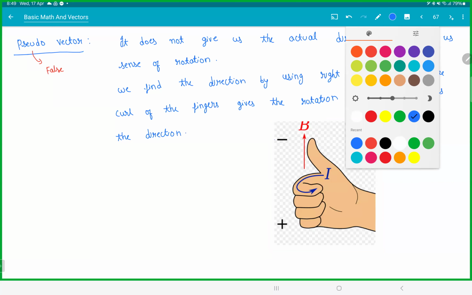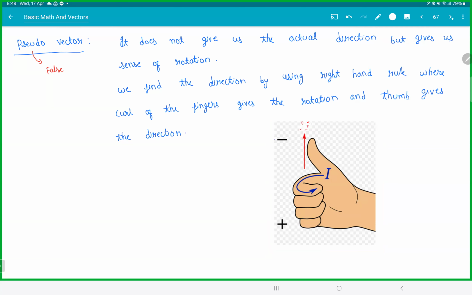So this blue one is the rotation, and the thumb gives you the direction. So what is this exactly? The problem is, whenever particles go in a circle, we have a problem. Look at this. Consider a particle going in a circle. Now, when this guy is going in a circle, when you're here, which direction is this pointing?